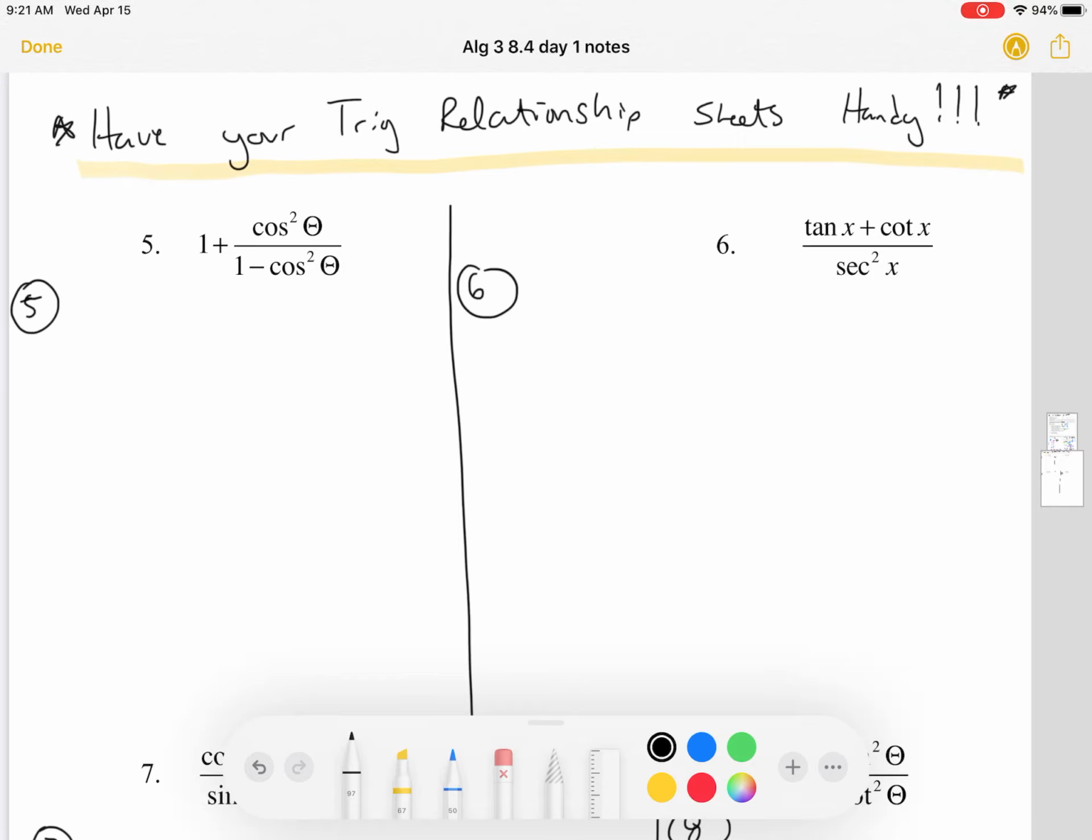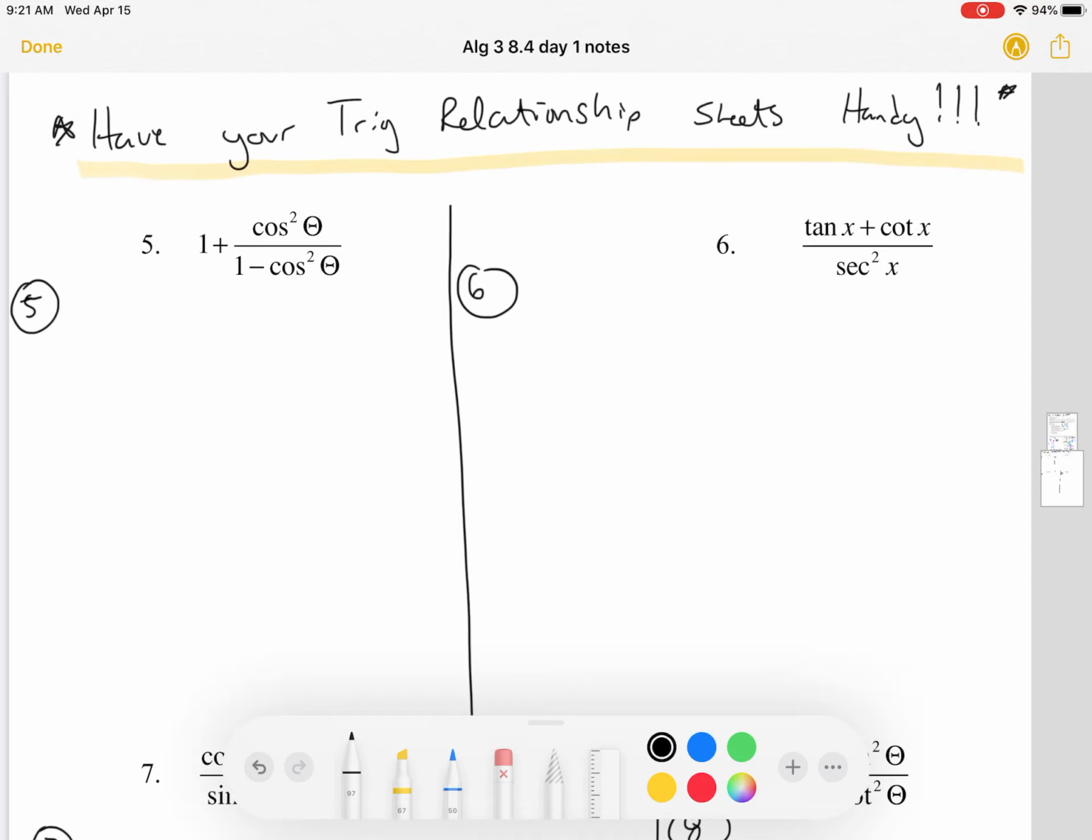When you look at number 5, again, the name of the game is just reduce what we can. We want to get everything in terms of sine and cosine, reduce, cancel, reduce, cancel. Okay? So right away, when you see a cosine squared and a 1 minus cosine squared, hopefully your bells kind of ring in your head, say, ooh, can I rewrite any of these as a Pythagorean relationship? Now, if you look on your trig relationship sheets, the third column is Pythagorean relationships. The first one under Pythagorean relationships says sine squared theta plus cosine squared theta equals 1. So which one, cosine squared or 1 minus cosine squared, has both a 1 and a cosine squared?